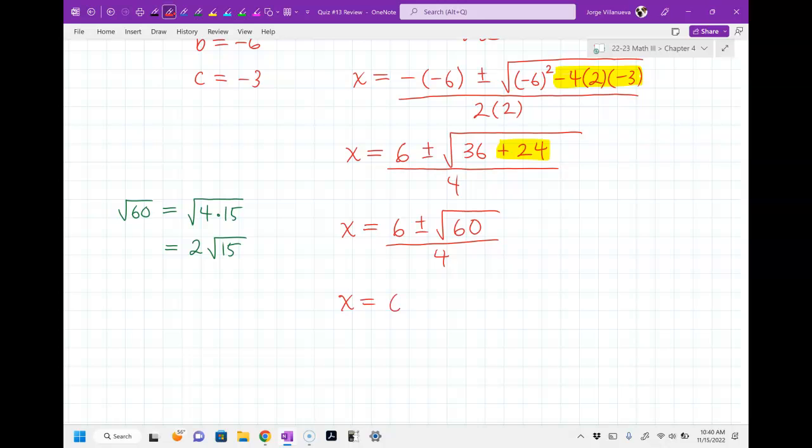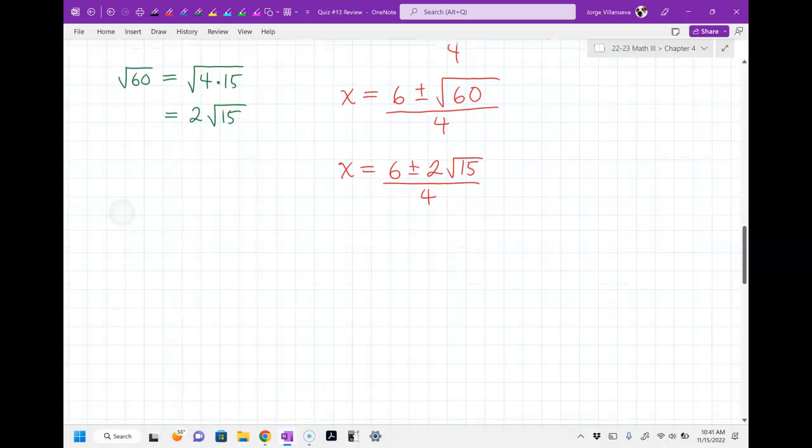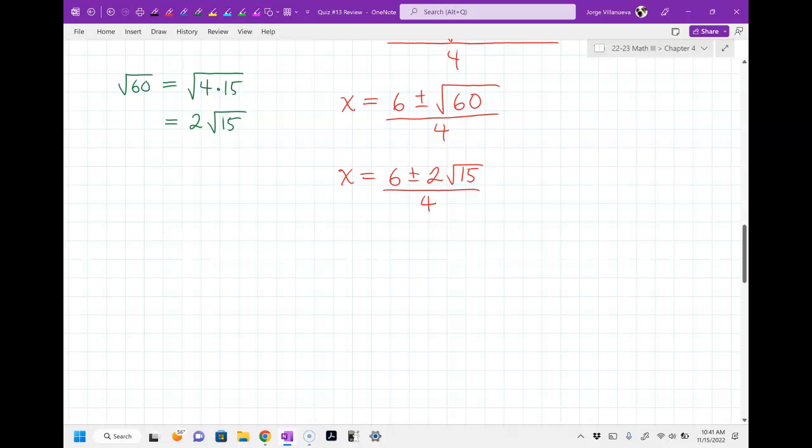X is equal to 6 plus or minus 2 radical 15 over 4. Now here's the part, kind of like you said, Jesper, about can I reduce, right? Can I bring down numbers? We have a 6, a 2, and a 4. All of those can be divided by 2, right? I can reduce them by 2. So this will be 3 plus or minus 1 radical 15 over 2.